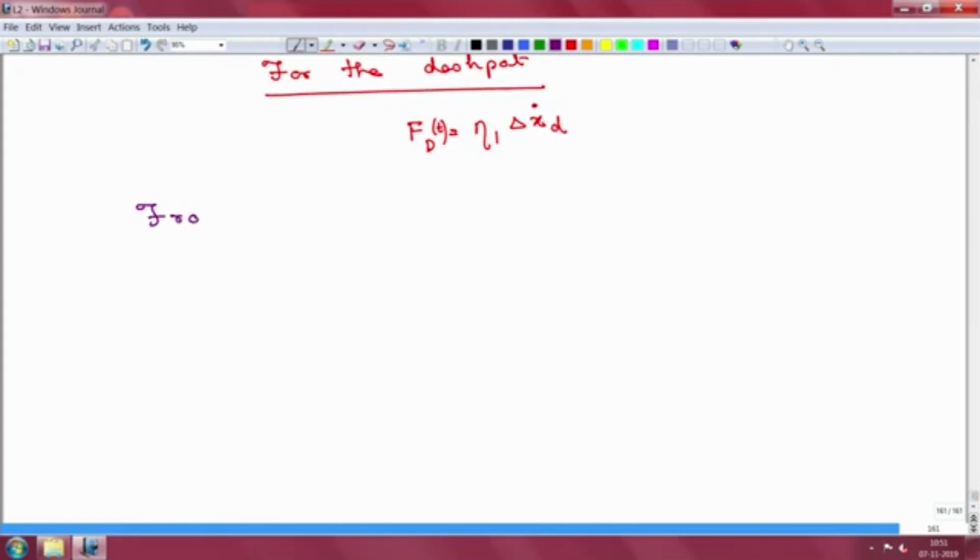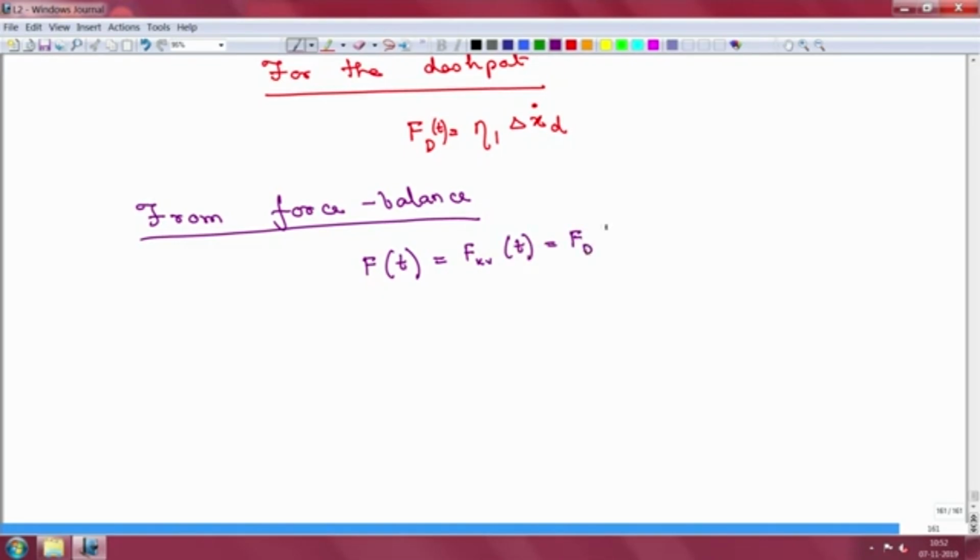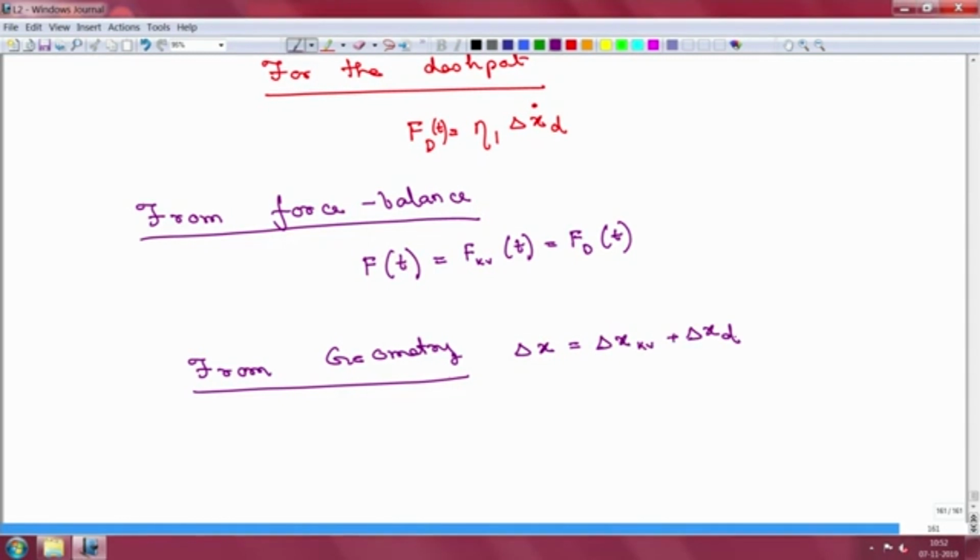So from force balance, now this system is actually exactly equivalent to the previous case, right. So what we had written, the expressions that we had discussed for the other 3 parameter model are actually going to be valid even in this case. So for the force balance, we can just use the previous particular case, and we can just say that the force in the system is going to be equal to the 2 individual forces, right. And from geometry, we are once again going to have the same expression, which was that the net displacement is equal to delta x kV plus delta x d. Okay.